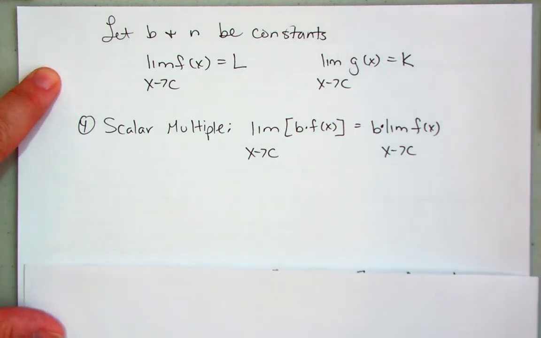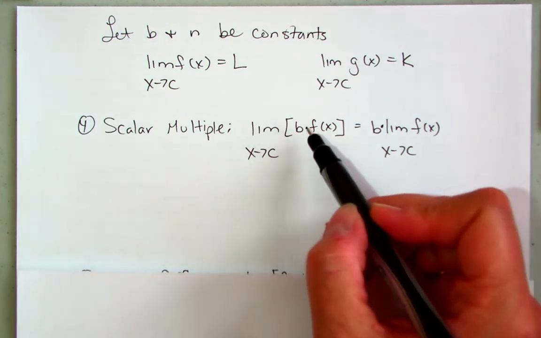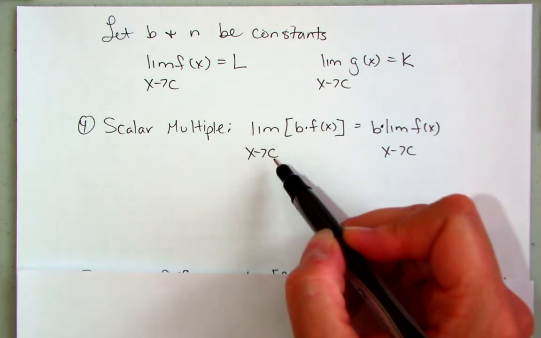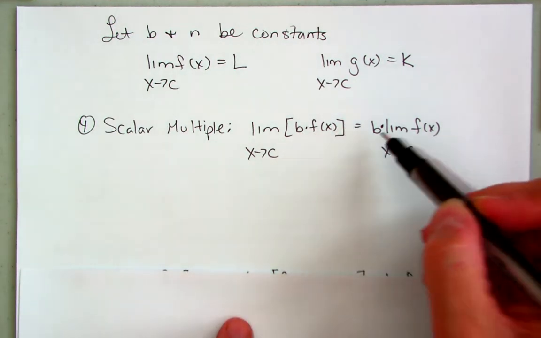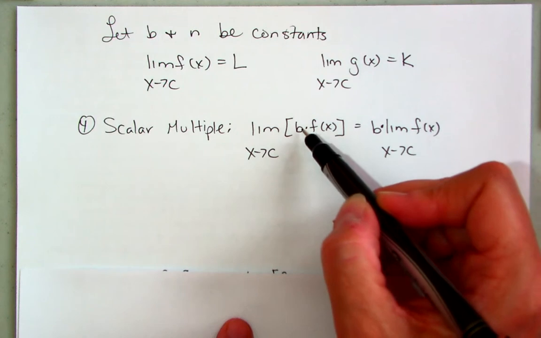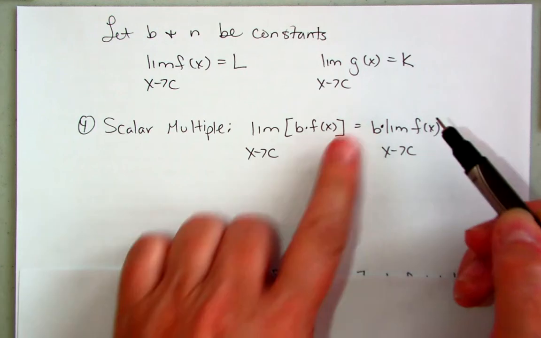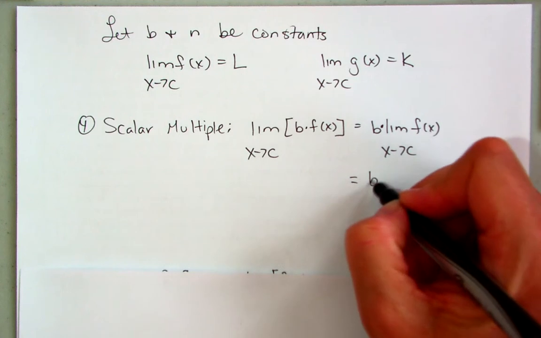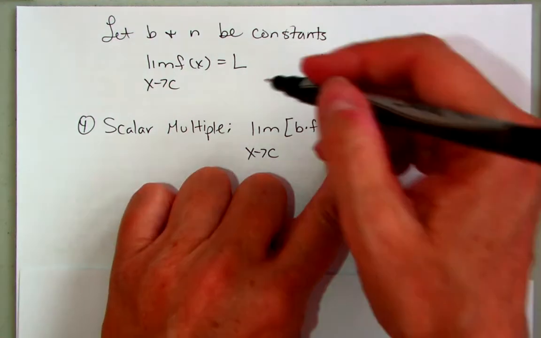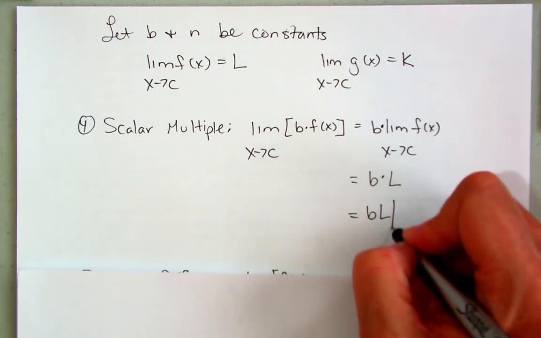So now the fourth one is scalar multiple. For an example, the limit of b times f of x as x approaches c. Well, b is just a constant, like the number 2 in front of a function. So it is equal to factoring out that constant, putting the 2 in front. So it's 2 times whatever this limit is, the limit of f of x as x approaches c. Well, that would be b times, well, we just said up here, let that all equal L. So this would be whatever that is.